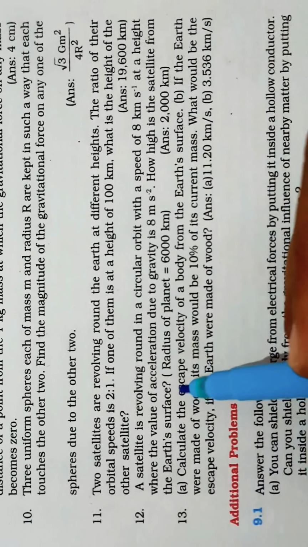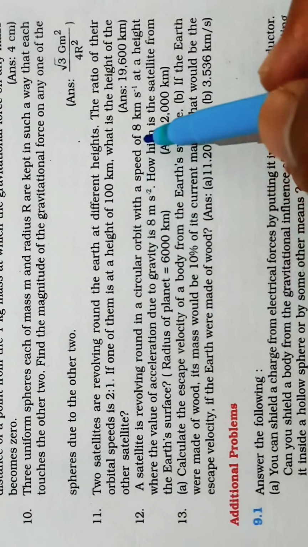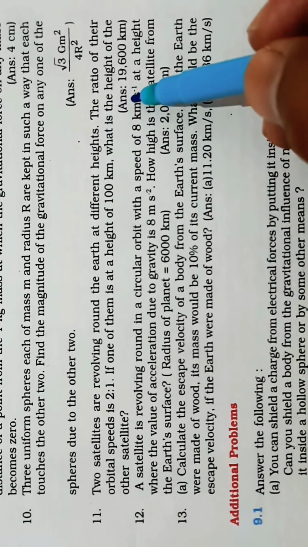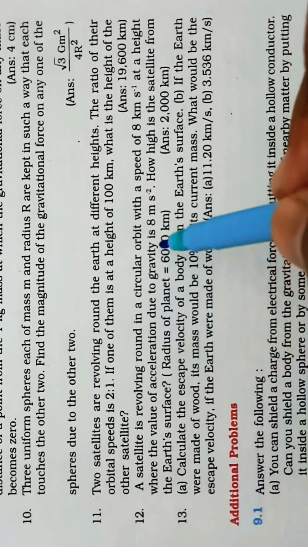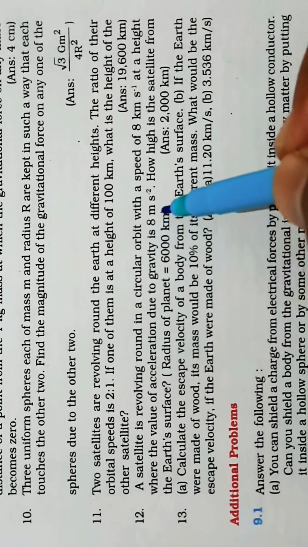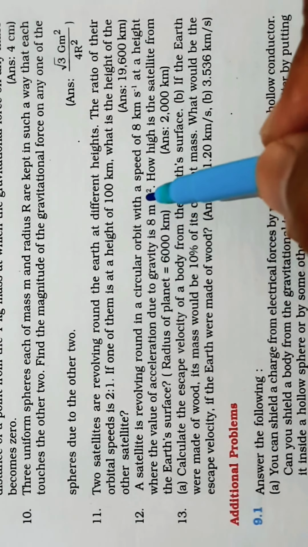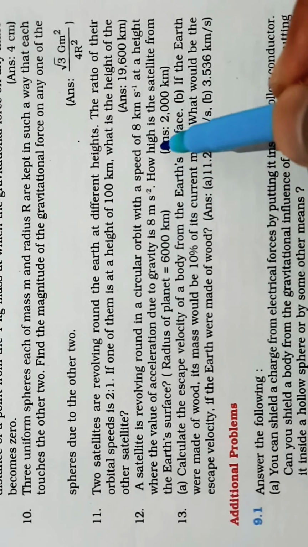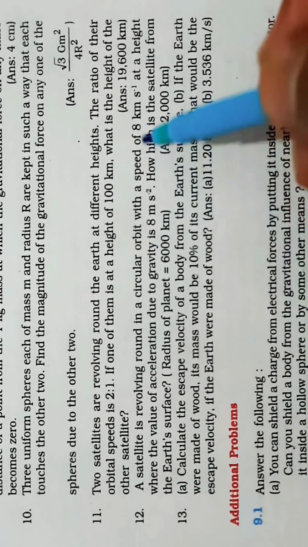In this problem, the orbital speed is given, that is 8 km per second, and the acceleration due to gravity of the planet is given, that is 8 meter per second square. Here we have to find the height of the satellite from the surface of the planet.